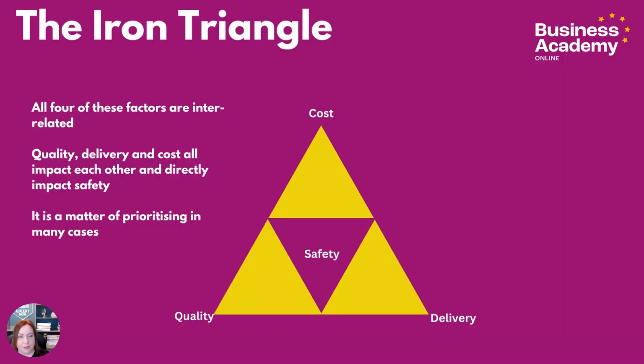Here we go. What we can see here is that you've got quality, cost, and delivery, and then right in the center of the triangle, we have an upside down triangle called safety. What you need to know is that all four of these factors are interrelated. Quality, delivery, and cost all impact each other and directly impact safety. It's a matter of prioritizing in many cases. So we're going to drill into the relationships between them, and some examples as we go along.